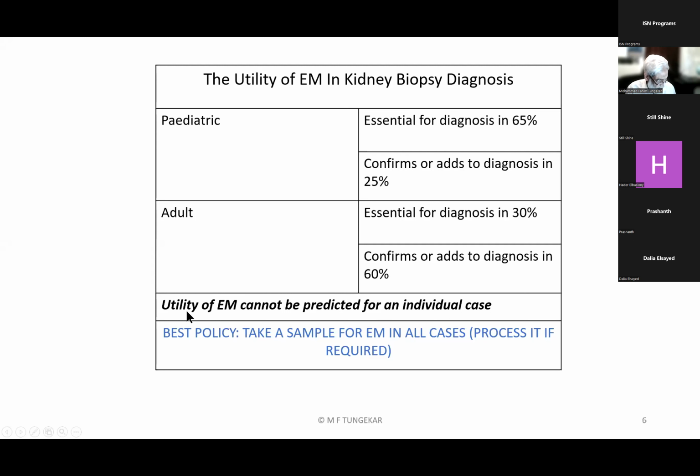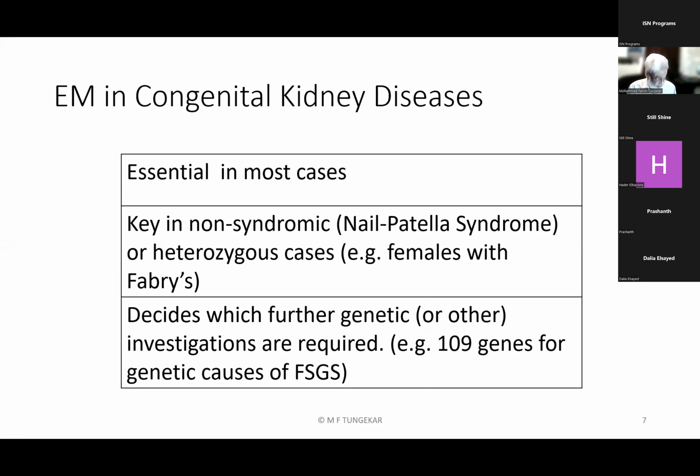Now, what is important to remember, the usefulness or utility of EM cannot be predicted for an individual case at the time of biopsy. At the time of biopsy, you cannot say whether EM is required or not. Therefore, what is the most prudent course? What's the best policy for a nephrologist to take? The renal physician should therefore take a sample for EM in all cases, fix it properly in glutaraldehyde, preferably, and reserve it. And you can process it if it is required, because if you don't take a sample, then going back to ask the lab to process from the wax sample or from the IF sample does not lead to very good EM images. It does not give rise to good EM preparation. So there is always suboptimalness in those cases. The best policy is to take a sample for electron microscopy in all cases.